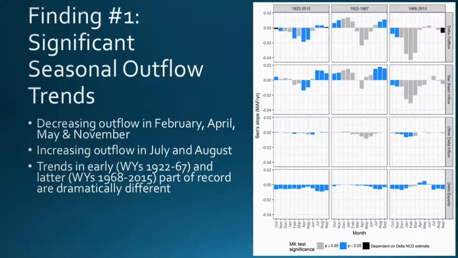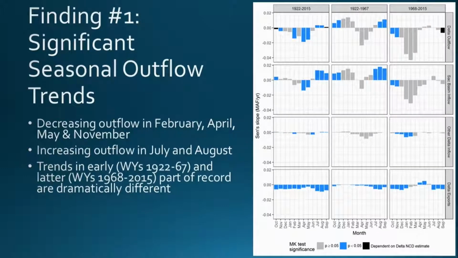So I think the things to point out for the full period, the blue bars indicate statistically significant trends, and the gray bars are non-significant trends. And so what you'll see for the full period of record, there are 6 months where there were statistically significant trends, 4 decreasing. So that was November, February, April, and May, so winter, spring months. And then 2 months where over the 9 decades actually flows have increased, and that was in July and August, so in the summer.